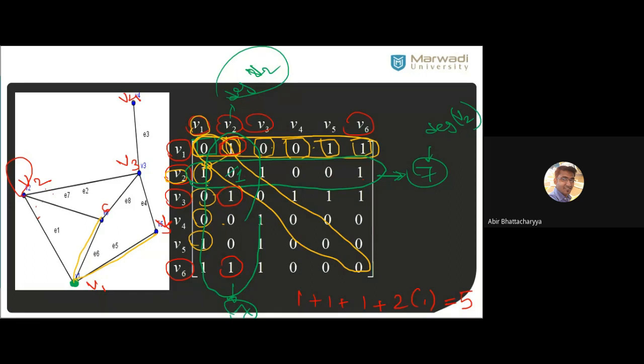This is not 7. This is 5. Okay, got it? This is 5 now. Okay.